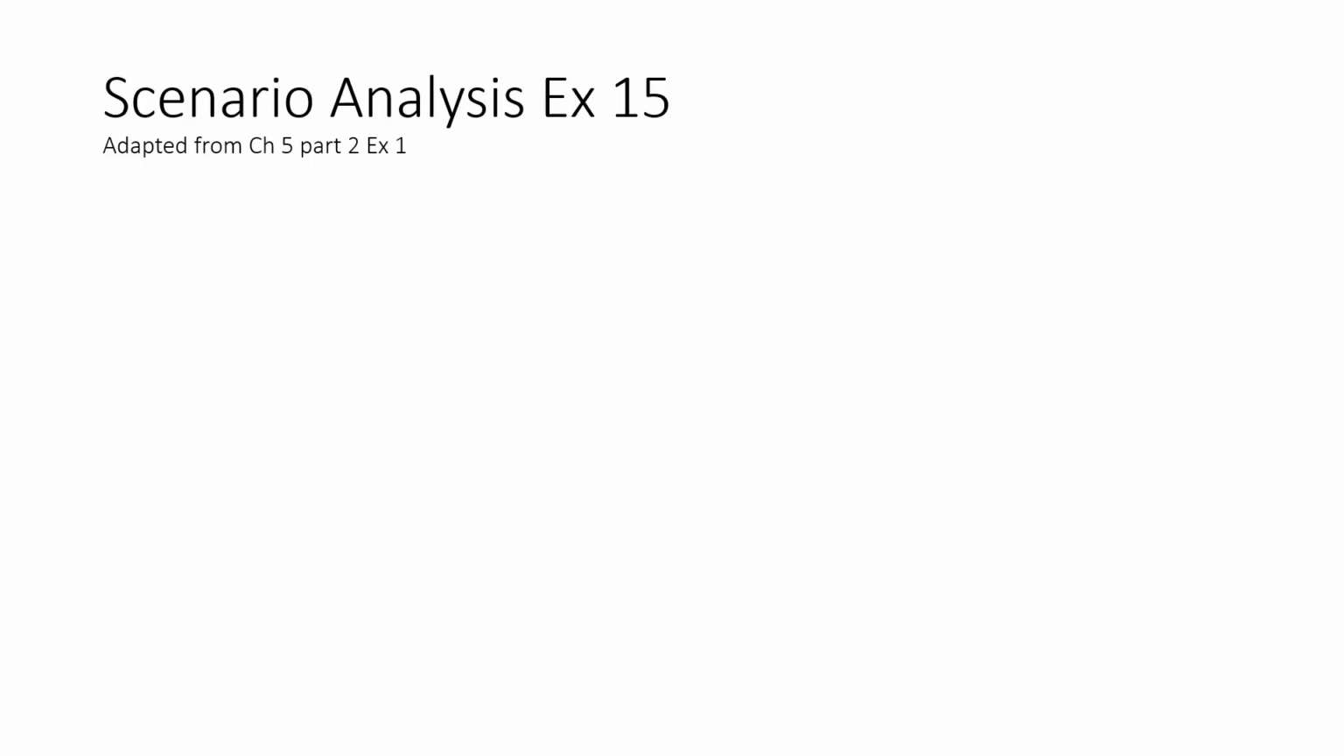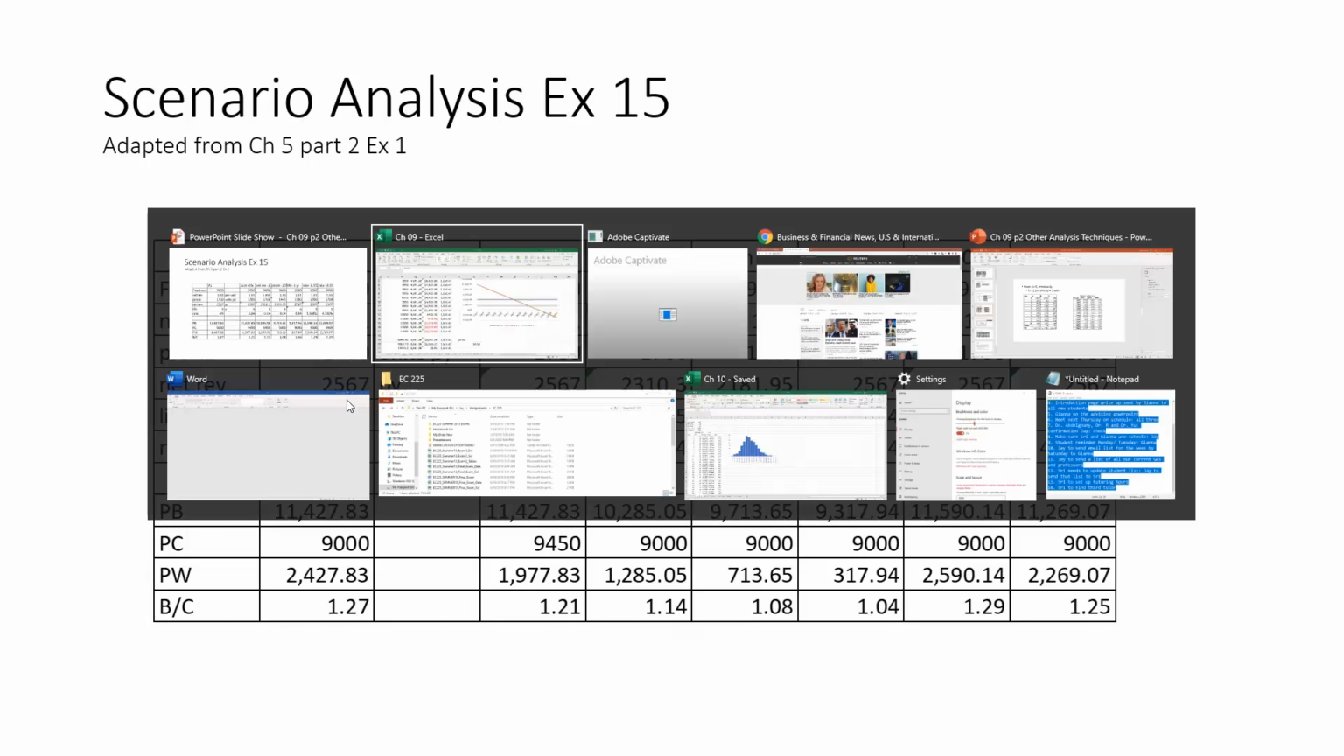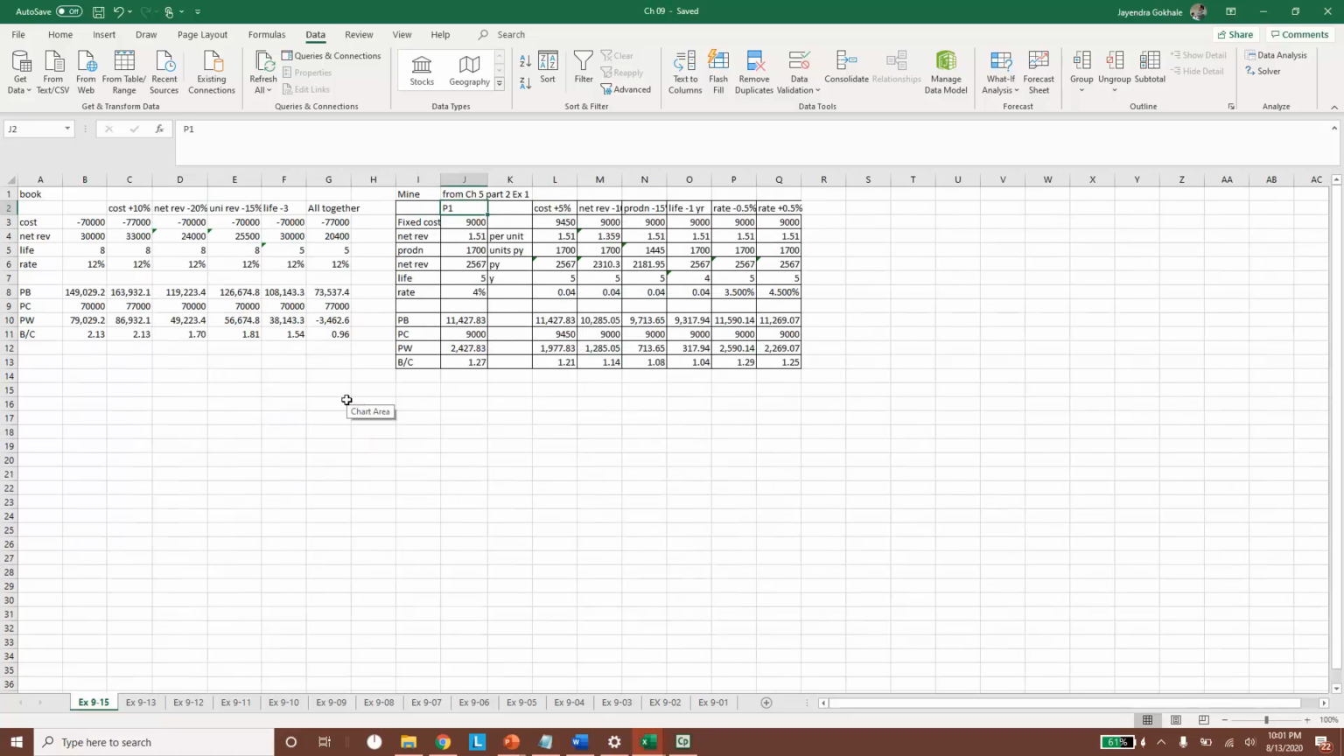Now this is chapter 5, part 2, example 1. We had 3 P's, P1, P2, P3, I believe in that example, 3 products. Fixed cost was 9,000. Net revenue is $1.51 per unit, little modified. 1,700 units per year. Net revenue is 25. So let's just go back to the example. Let me save this. I don't want to miss it again. We skipped that one. All right.